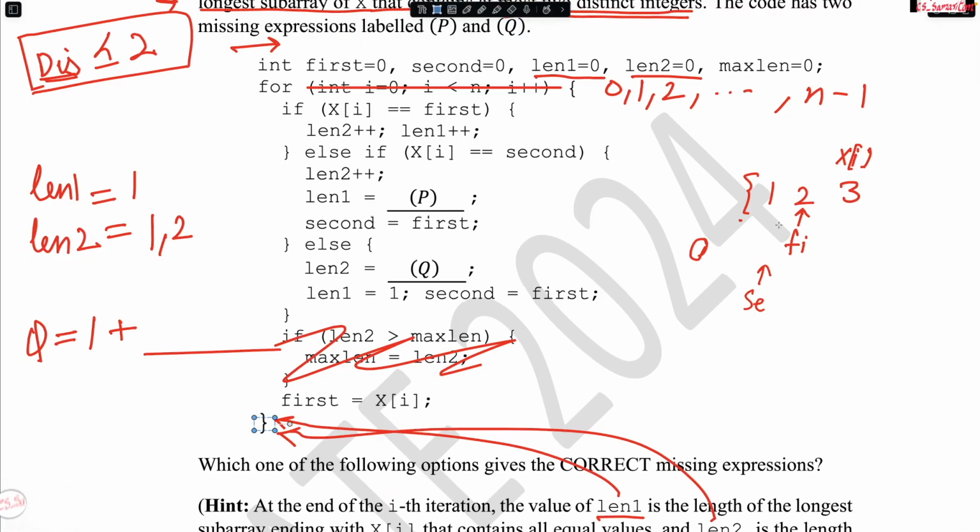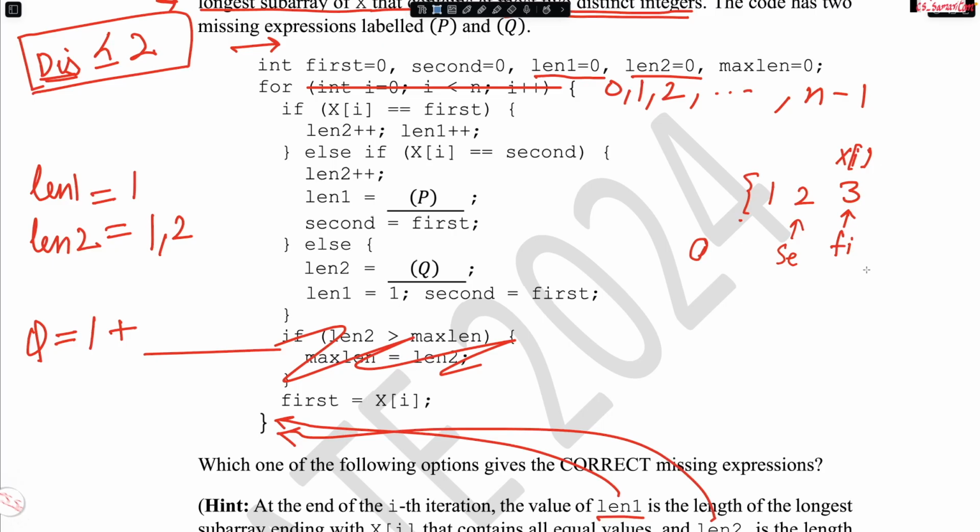We do the manipulation. We take this first over here. We take this second, because first and xi, 2 and 3, were not equal. So we're going to assign second over here. It is going to hold the previous value of first. If first and xi are not the same, that is the intent of second.